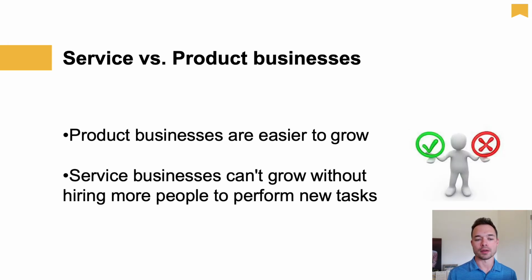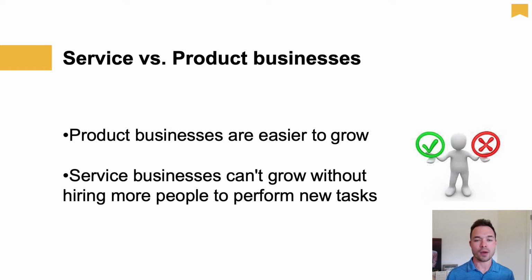A little bit more on service versus product. Product businesses generally are easier to grow. Now, why do I say that? Generally, product-based businesses are just easier to scale, and we'll talk about scalability a little bit later on in this lecture. But they tend to be easier to grow because they are more easily scaled. Whereas a service-based business, you can't grow without hiring more people to perform more tasks. If we use our lawn mowing example, if I wanted to scale my lawn mowing business, either I have to get a lot faster at mowing lawns so I can mow more lawns in a day, or I need to hire more people to be in more than one place, right?